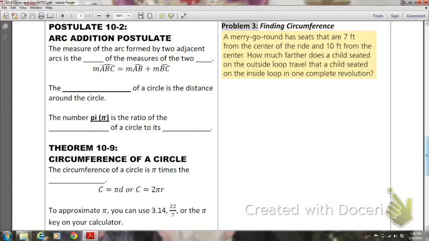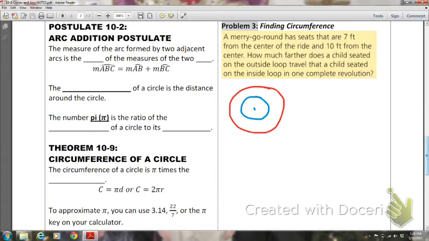In problem 3, we're finding circumference. We're using circumference to solve this problem. It says a merry-go-round has seats that are 7 feet from the center of the ride and 10 feet from the center. How much further does a child seated on the outside loop travel than a child seated on the inside loop in one complete revolution? So let's sketch a diagram of this problem. So we have a merry-go-round with 2 sets of seats. Okay, so there's the center.